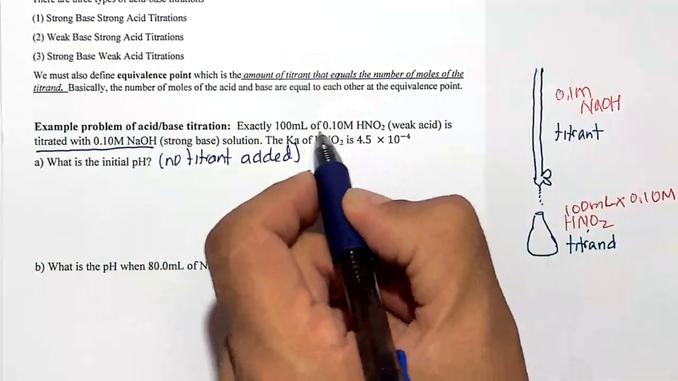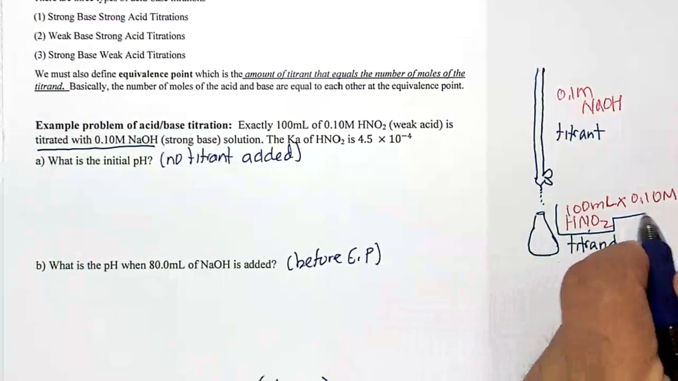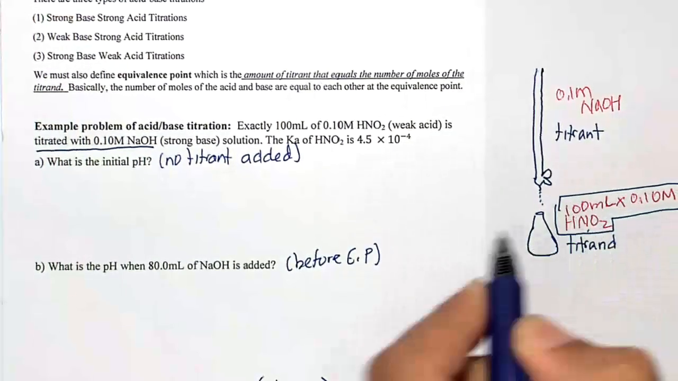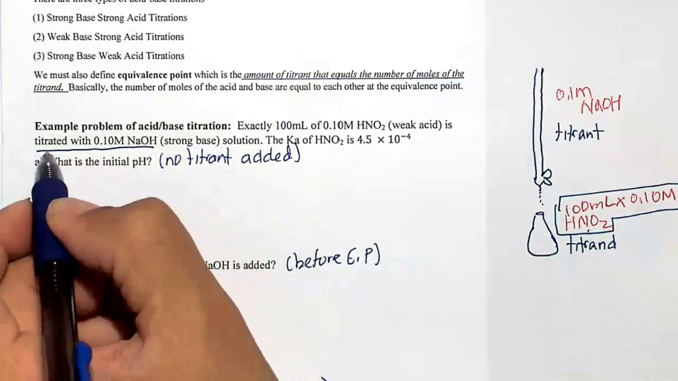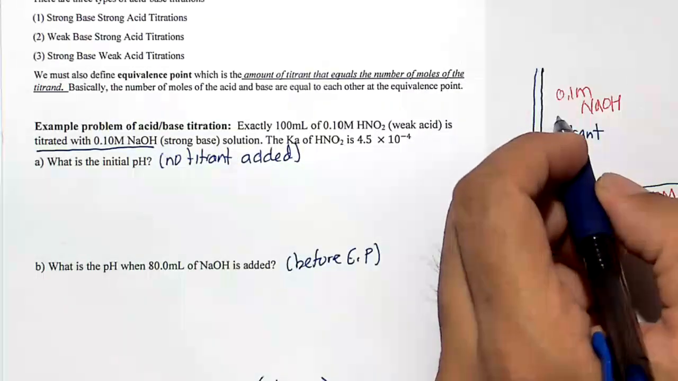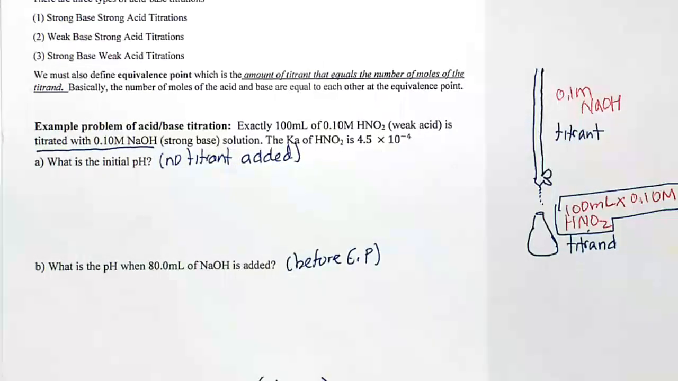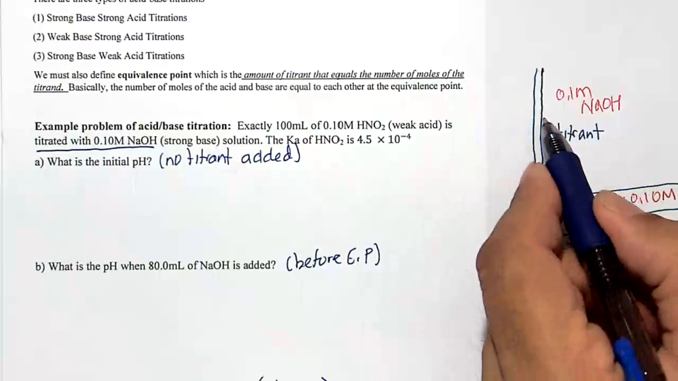100 mLs of 0.1 molar HNO2, which is a weak acid, is titrated with 0.1 molar NaOH. So titrated with means that the NaOH is in the burette. You know what a burette is, right? It's that long tube that you do the drops. Okay. So the 0.1 molar NaOH is here.